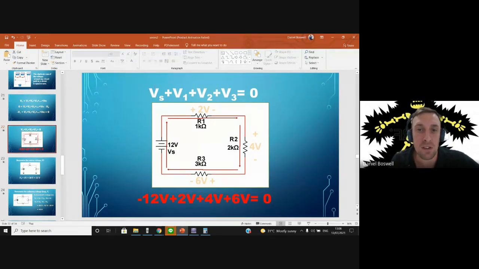Anyway, now we're going to look at this here. So our voltage supply plus V1 plus V2 plus V3. Yeah, we got 2 volts, 4 volts, 6 volts between each resistor. So let me say that slowly. Between resistor 1, we have a volt drop of 2 volts. Between resistor 2, a volt drop of 4 volts. And resistor 3, a drop of 6 volts.